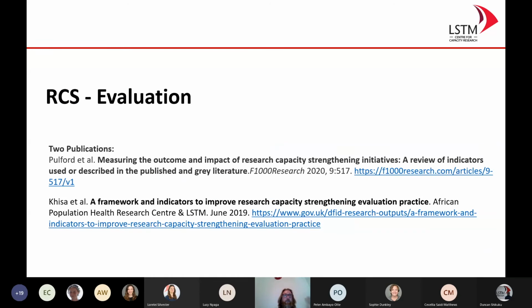So that's a few thoughts on design and implementation. We're going to move to evaluation now. And again, here I'm going to focus on findings from 2 particular publications. The first was a review of existing RCS indicators, so basically asking the question, what's already out there, what might we be able to use? The second paper presents findings from an attempt to design a research capacity strengthening framework that could apply broadly across many different types of programs.